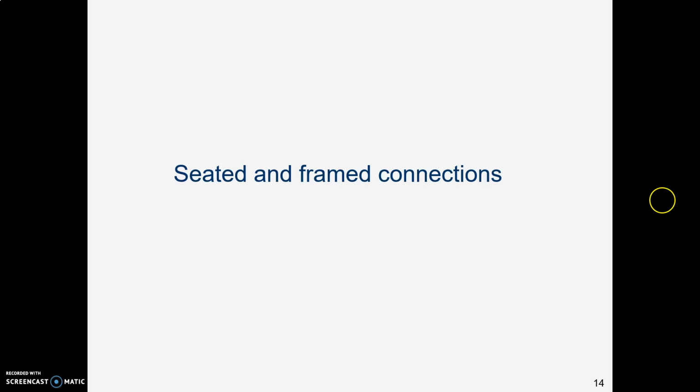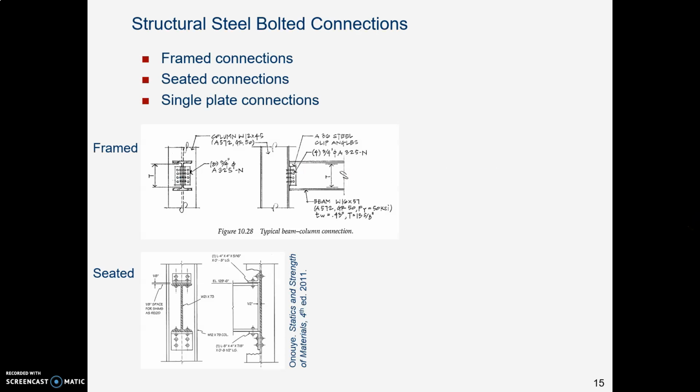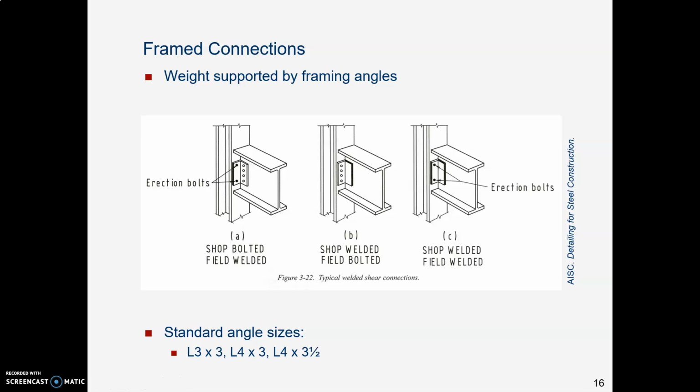Finally, I want to show you two different bolted connections that are commonly used in structural steel. Here they are, the framed connection and the seated connection. There are some others, including single plates, but I just want to show you framed and seated. A framed connection uses what's called a framing angle, and you can see framing angles pictured here in this drawing from the detailing manual. A framing angle bolts or welds to the end of a beam or the middle of a column, and it's the bolts or the welds that hold up the load.